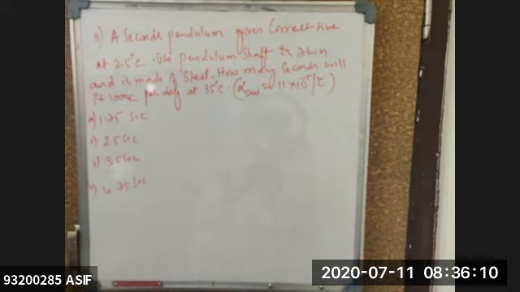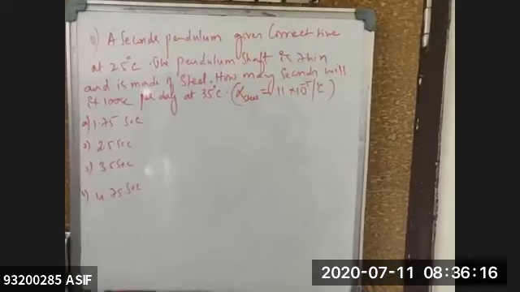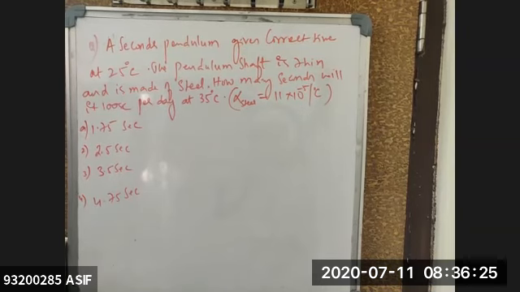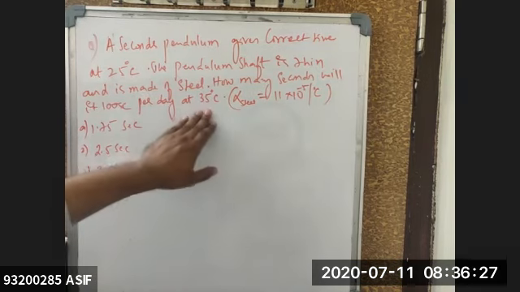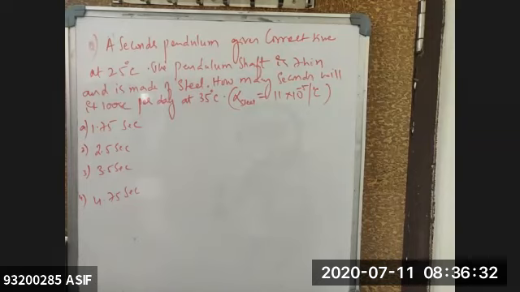So what is the seconds pendulum I told you, beta? A seconds pendulum is nothing but a pendulum whose time period is equal to 2 seconds. The seconds pendulum gives the correct time at 25 degrees centigrade. The pendulum shaft is thin and made of steel. How many seconds will it lose per day at 35 degrees centigrade? Alpha of steel is also given.